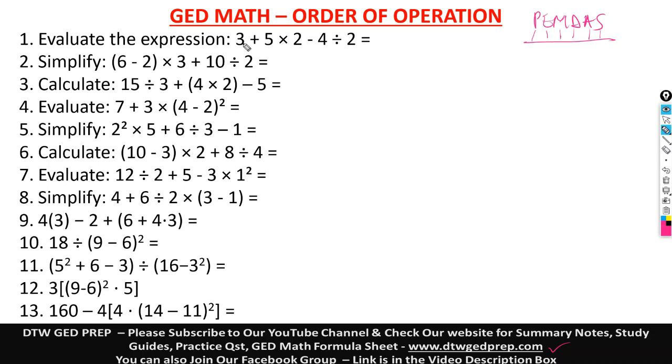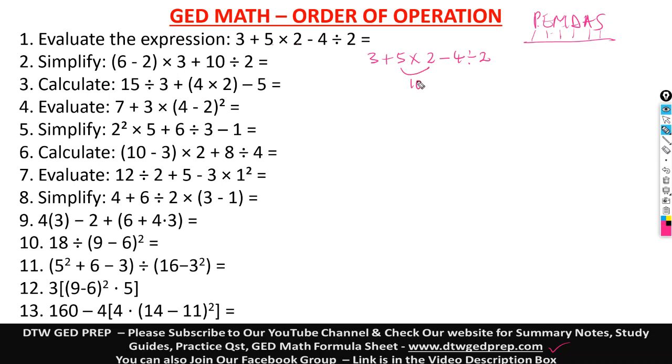Now, the first question says 3 plus 5 times 2 minus 4 divided by 2. If we don't have a rule, maybe you would do 5 plus 2, I would do 2 minus 4, another person would do 4 divided by 2. But since there's a rule, since we don't have a parenthesis, we don't have an exponent, we have a multiplication, we do our multiplication first. So here we have 3 plus 5 times 2 minus 4 divided by 2. So we do multiplication first.